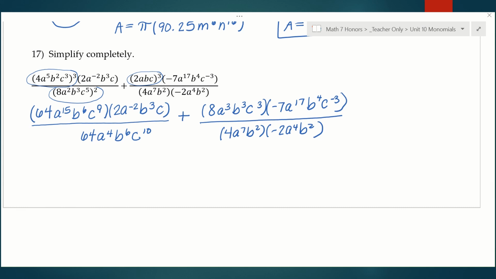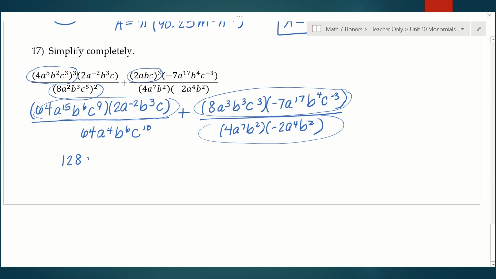Okay, so step two, we've taken care of the exponents. Now we need to multiply. So we're going to multiply the top here, top here and the bottom here. Okay, so three things in our next step. So let's go ahead and do the top here. So 64 times 2 is 128. Remember, when we're multiplying, we multiply the coefficients and we add the exponents. So a to the 15th times a to the negative 2 is a to the 13th. B to the 6th times b to the 3rd is b to the 9th. C to the 9th times c to the 1st is c to the 10th.